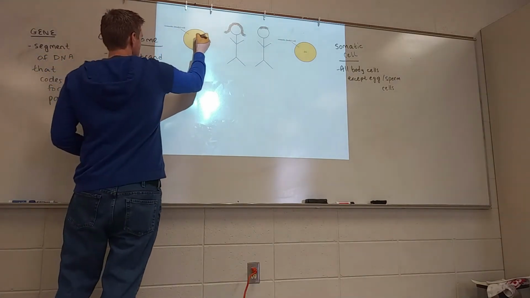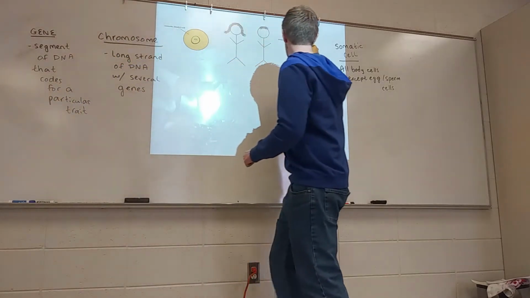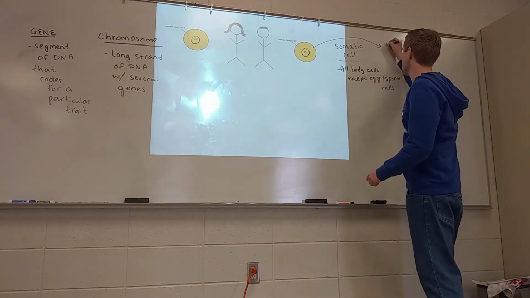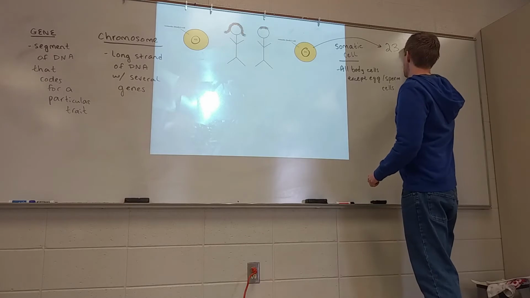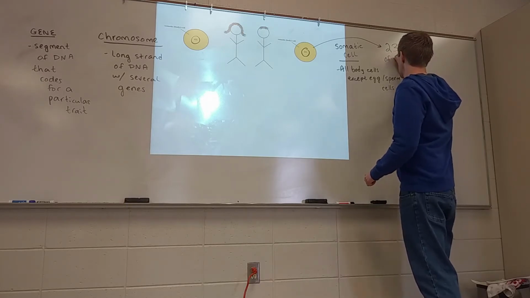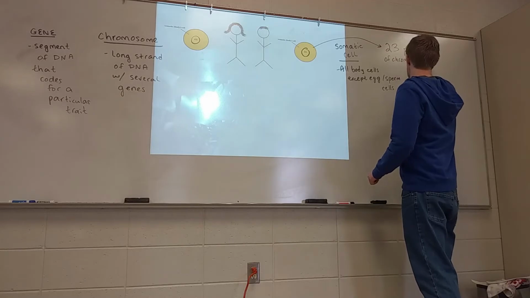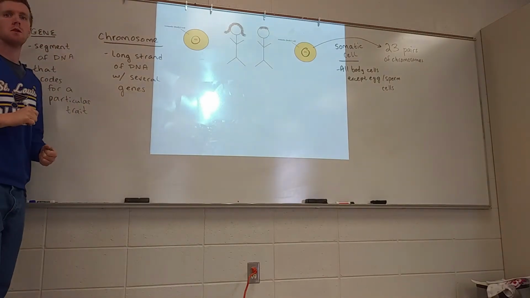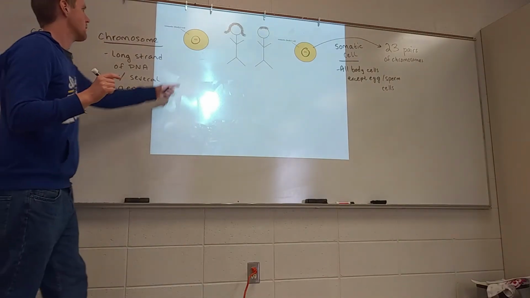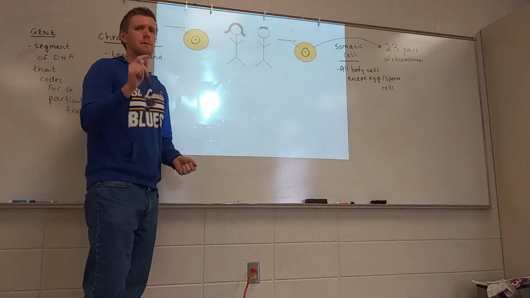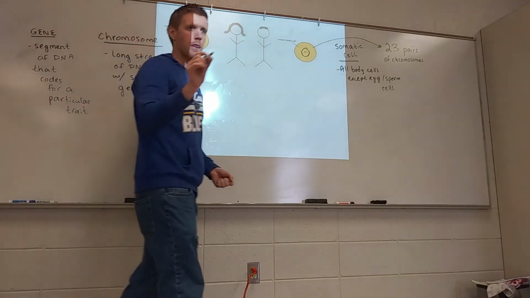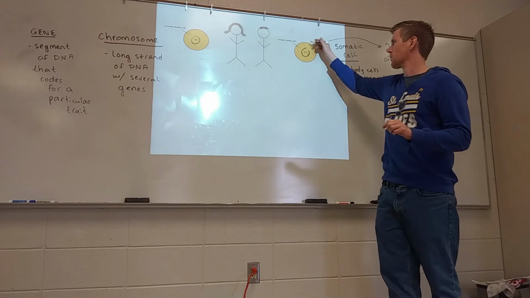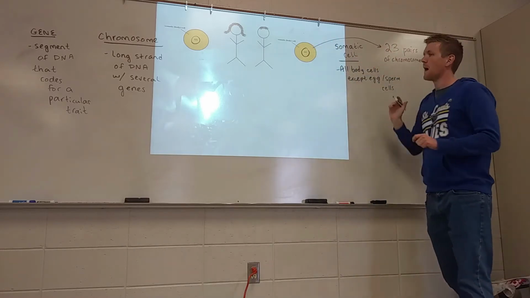You have 46 of them. 46 is an even number, and that is for a reason. That's because chromosomes occur in pairs. 23 pairs of chromosomes. 23 times 2 gives you 46. So each of your body cells, except for red blood cells, which don't have a nucleus, and except for egg and sperm cells, all have 46 chromosomes, and they exist in pairs.